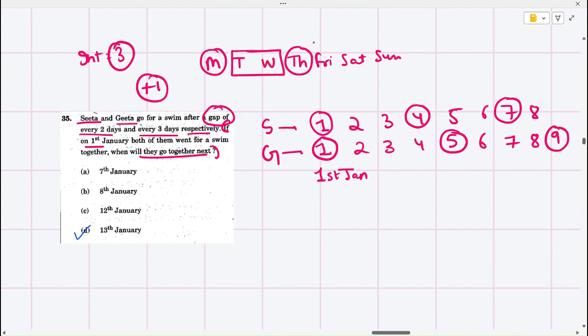So basically, the numbers that we have here are 3 and 4. Right? We just added 1 to these. For example, to 2 we added 1 and to 3 we added 1. So to find out the least common multiple of these numbers, it is directly 12. So that means they'll meet on the 12th day after commencement.